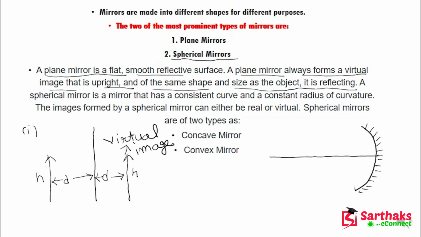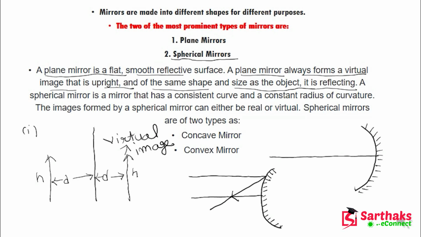There is another type of spherical mirror also, and that is this. This is also a spherical mirror. Here in this case, we have done the coating on the inner side of the spherical mirror, so light is reflected from this side of the mirror. So these types of mirrors are also spherical mirrors. I hope you got my point.